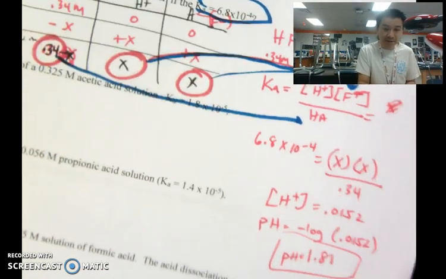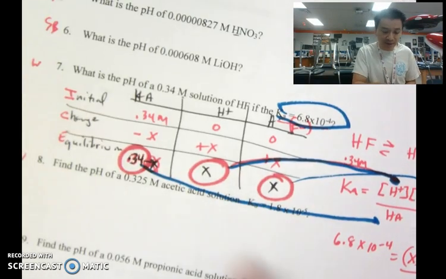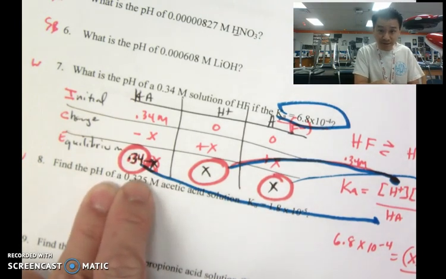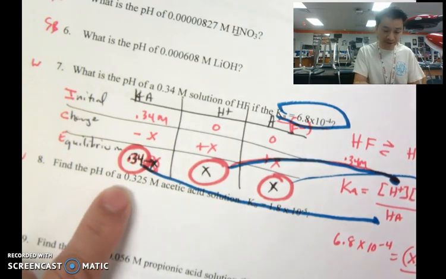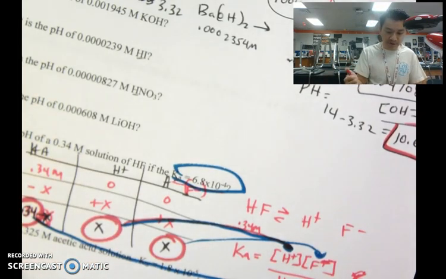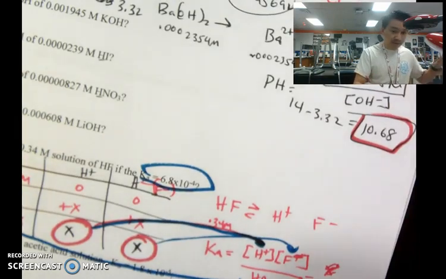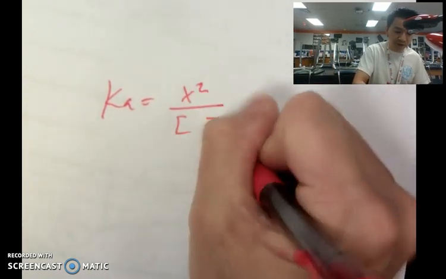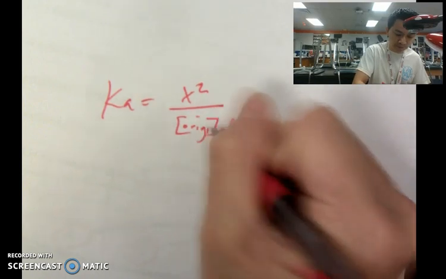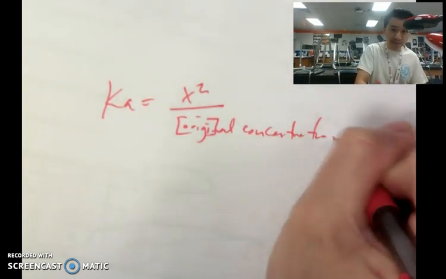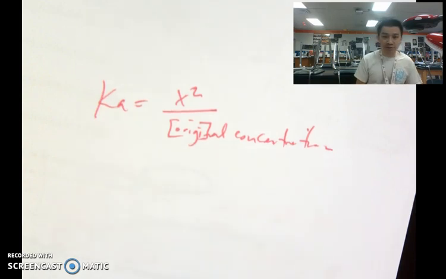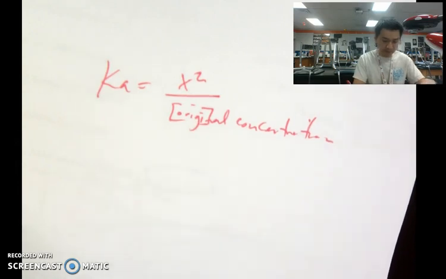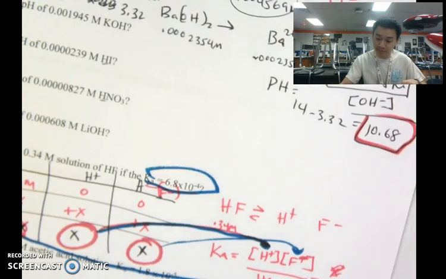Going back at that, you just make this table. Essentially, it's going to be X, X, and whatever that value is. So for simplicity, for our purpose, whatever the Ka is, is equal to X squared over the original concentration. Okay, so whatever X squared is over the original concentration, you solve for X, and X in that case is going to be your H plus.